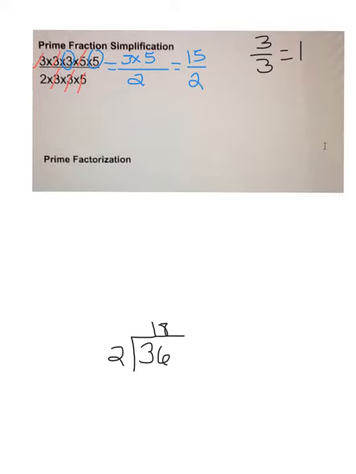So we have 18 right here. 18 is an even number. It ends in 2. So we know that 2 is a factor, or a prime factor, of 18. So I'm going to go ahead and divide my 2 out. 18 divided by 2 is equal to 9. Now I'm looking at 9. Is 9 a prime factor? No, because I know that the factor 3 goes into it.